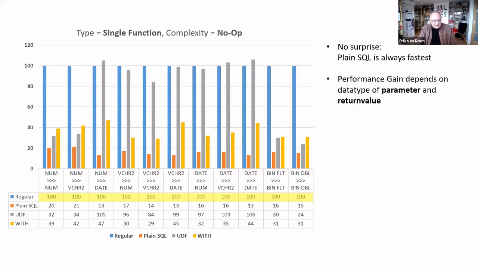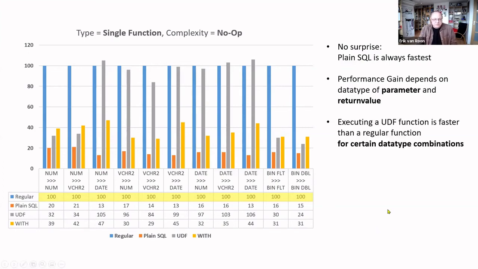The performance gain depends on the data types of parameter and return value. As you can see here, for example, the UDF function, there's no performance gain if the parameter is number and the return type is date. But there is a significant performance gain if the parameter is number and the return type is varchar. So it depends on the parameter and return value. And that's a bit surprising, maybe, but yeah, it is what it is.